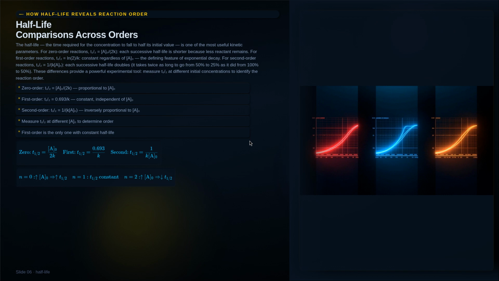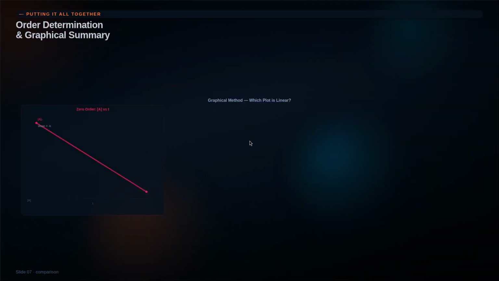Each successive half-life doubles. It takes twice as long to go from 50% to 25% as it did from 100% to 50%. These differences provide a powerful experimental tool. Simply measure the half-life at different initial concentrations to identify the reaction order.